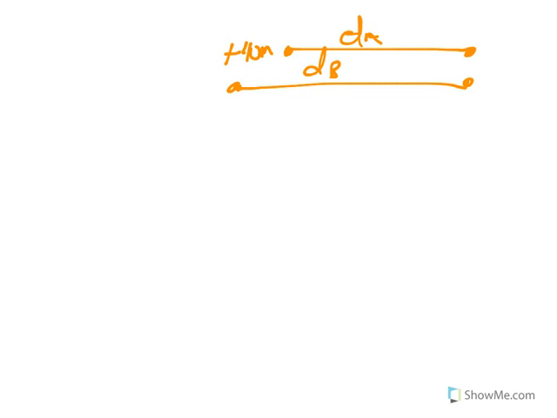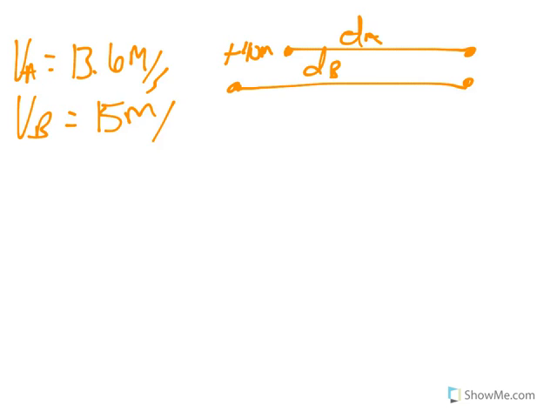We also know that the velocity for A is 13.6 meters per second, and the velocity for B is equal to 15 meters per second. How long will it take Bee B to pass Bee A? And then also, how far will Bee B have traveled?